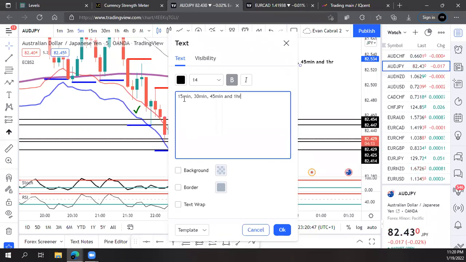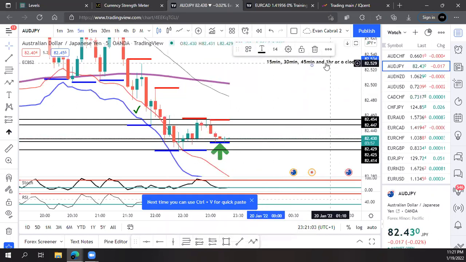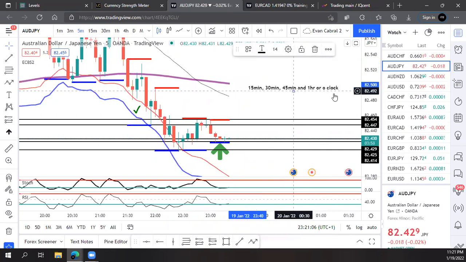And the 1 hour, or you can call it o'clock. So these are the best times to look for market reaction.